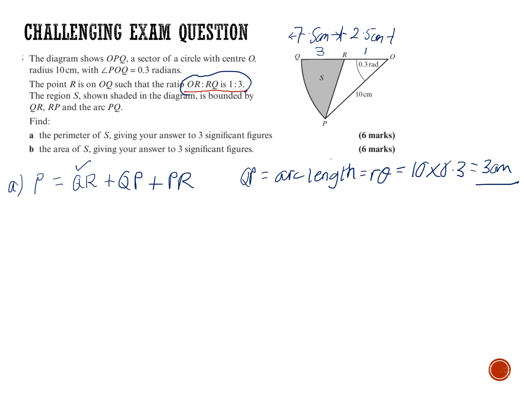Well, PR is part of the triangle PRQ. For the triangle PRQ, we know 2 side lengths and we know the angle between them. So hopefully what should be springing to your mind is making use of the cosine rule. Okay, remember what the cosine rule is then.